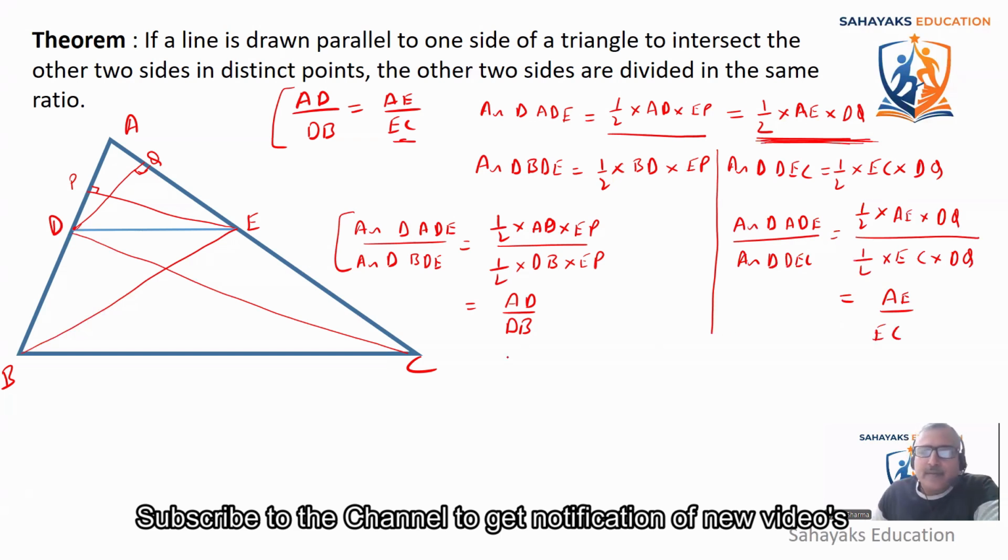Okay. But we know that the area of triangle BDE is equal to the area of triangle DEC.